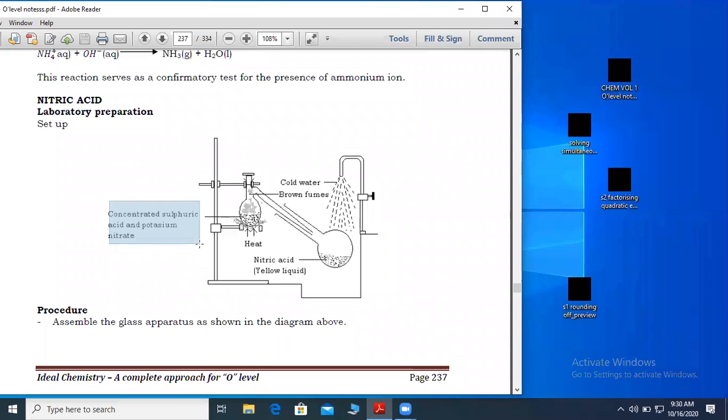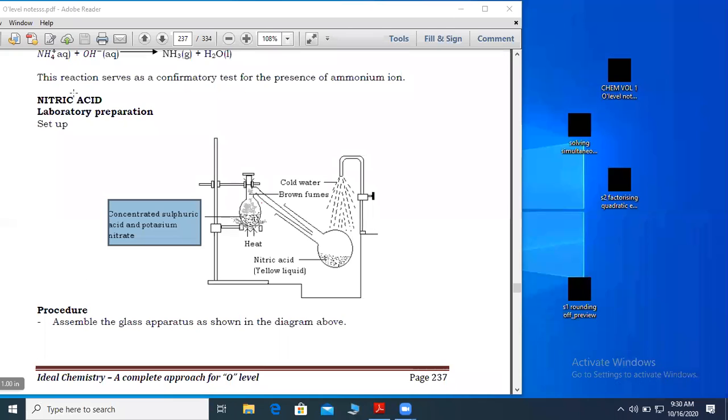So these are the substances that are reacted together to form nitric acid. Now, listen carefully. In the process, when you mix these two together and heat, you will see some brown fumes in the flask. Now, those brown fumes are due to the partial decomposition of nitric acid to nitrogen dioxide. I hope I'm communicating to you.